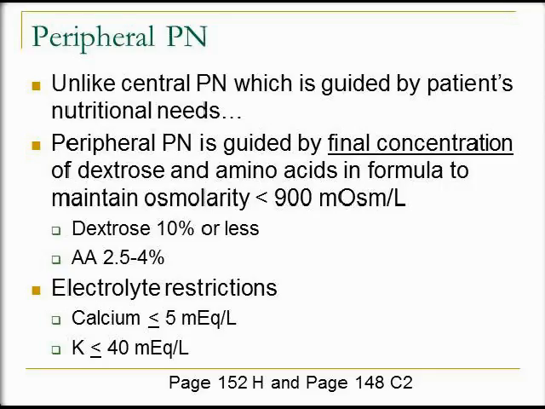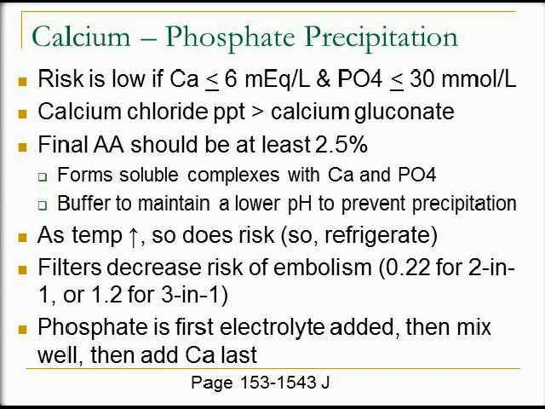You also have electrolyte restrictions. Calcium should be 5 milliequivalents per liter or less, and potassium should be 40 per liter or less. For calcium and phosphate precipitation, the risk is pretty low if your calcium is less than 6 and your phos is less than 30 within your formula. Calcium chloride precipitates more than gluconate, so you want to avoid calcium chloride. And again, your final amino acid concentration should be 2.5%.